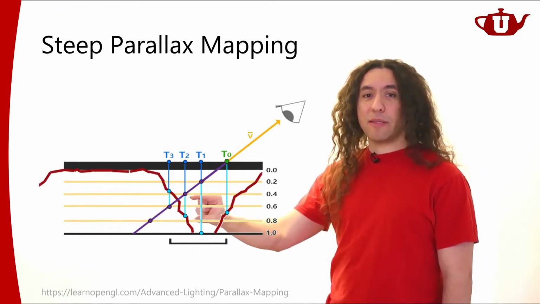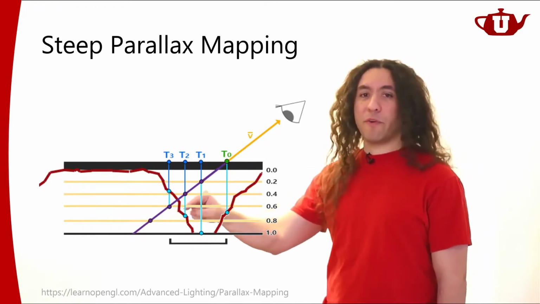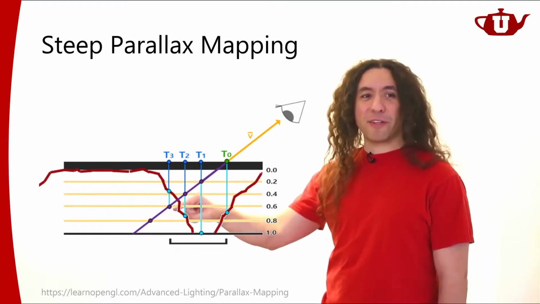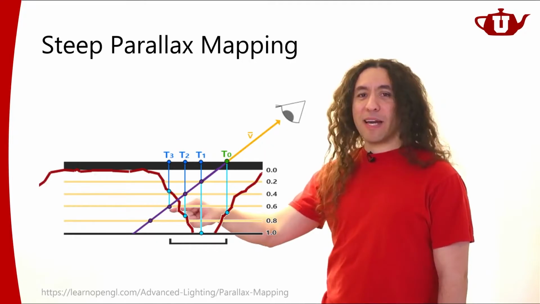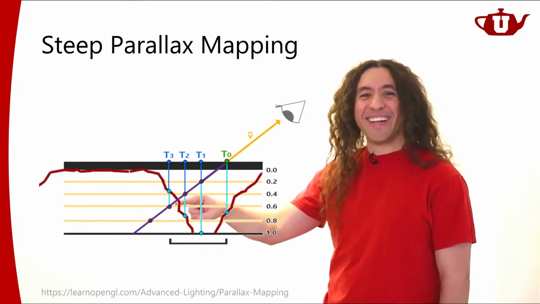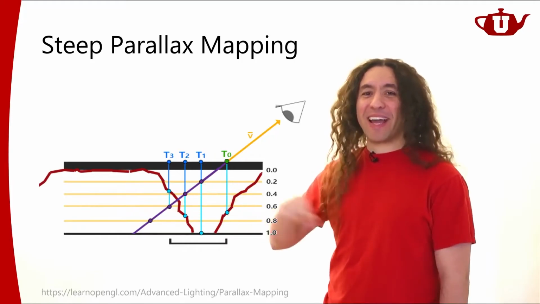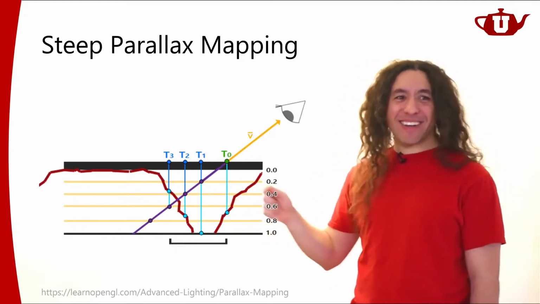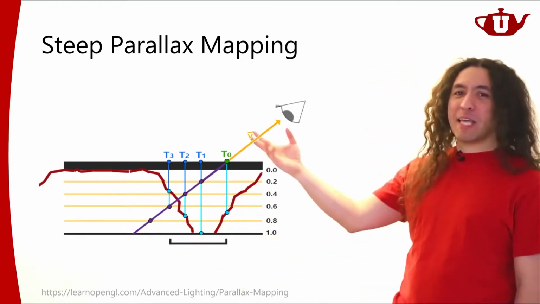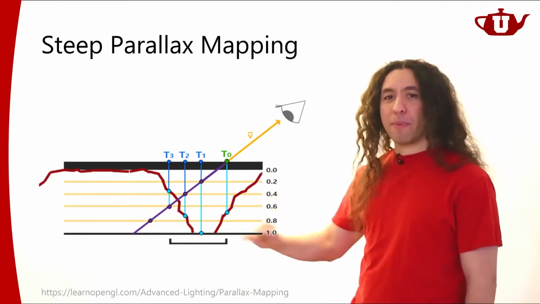Now I read this one. It says, oh, I need to go even further. And again, I'm going to stop at the next level. I'm not going to go any further. And at this level, I realized, oh, actually, I went a little too far. The surface was up here. Okay, I can stop there. All right, so I went far enough. So this is steep parallax mapping. It's just go step by step.